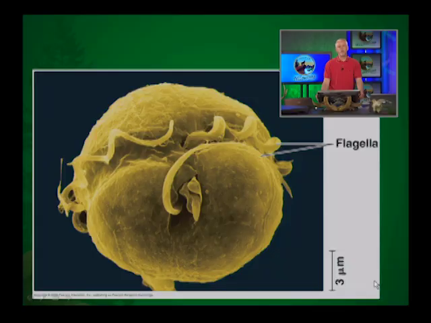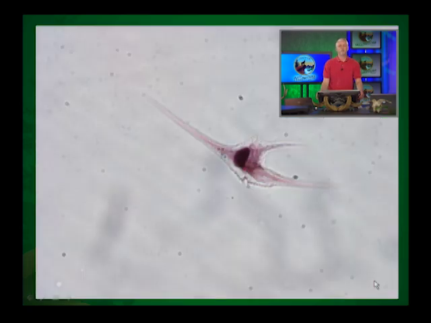And so they have a transverse flagellum and a longitudinal flagellum, and that's what produces that kind of spinning, swimming motion. And here's another look at a dinoflagellate.